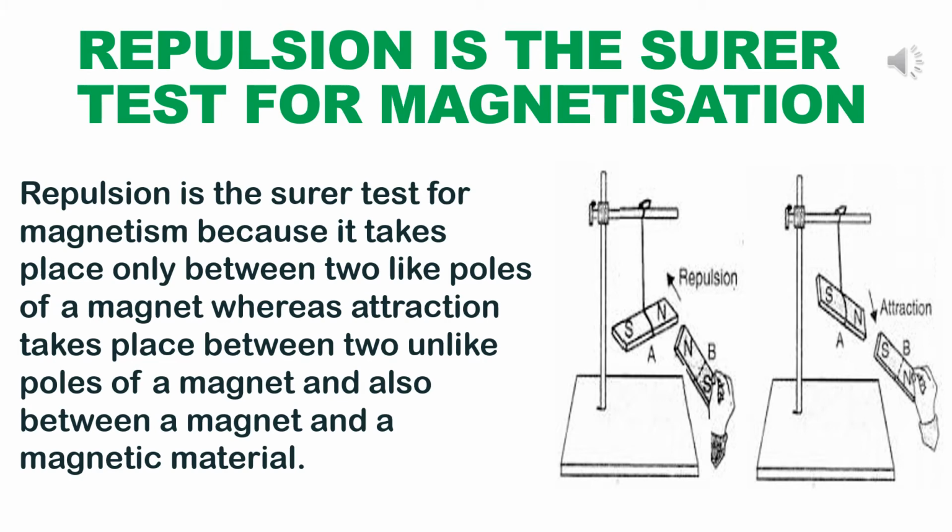We know that there may be attraction between a magnet and a magnetic substance like iron, and also between two unlike poles of two magnets. So from the attraction between a magnet and another rod, we are not sure whether the other rod is a magnet or a magnetic substance. But as repulsion takes place between only two like poles, so if there is repulsion between a magnet and another rod, then we are sure that the other body is also a magnet. Hence, repulsion is the surer test of magnetization.